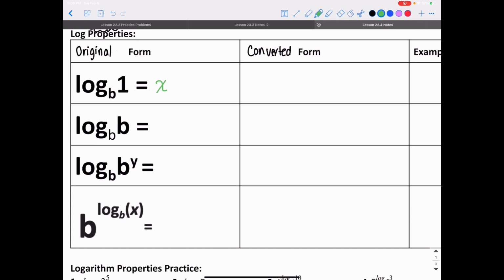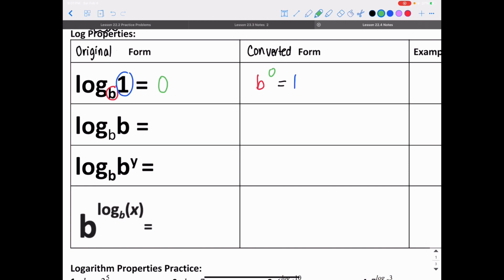I'm going to convert to exponential form. I'm going to let that spit out just a variable x. If I want to rewrite what I have in exponential form, my base is b, I'm raising it to the x power, and that's going to be equal to 1, which is my answer. What do I have to raise b to to get 1? No matter what the base is, I have to raise b to the 0th power. So instead of writing x, I'm going to write 0. I know if I have log base b of 1, it's always going to be equal to 0.